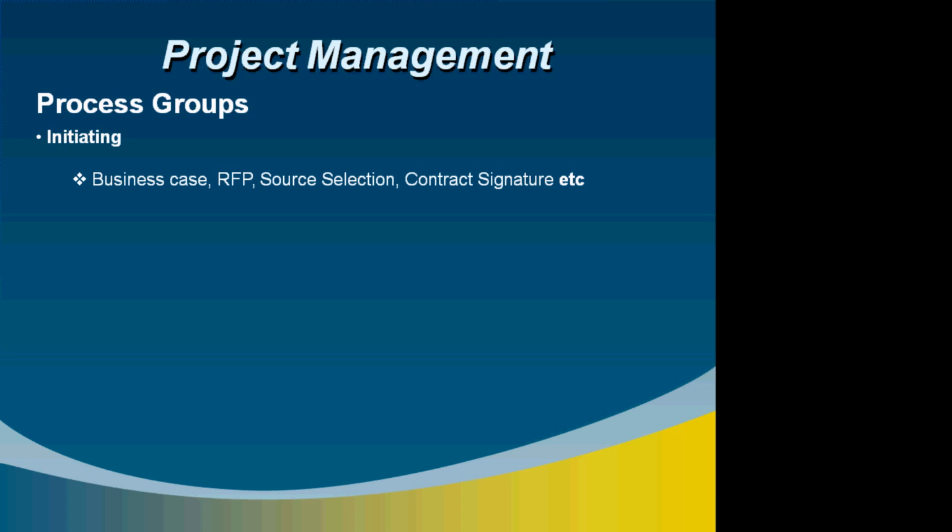RFP, request for proposal. The RFP means once the project has been finalized, this will be sent to different vendors for how best the project can be executed. The details of the RFP we will see in the contract management videos. Next one is source selection, selecting the vendors for executing the project. Identifying the technology, etc. will come under source selection.